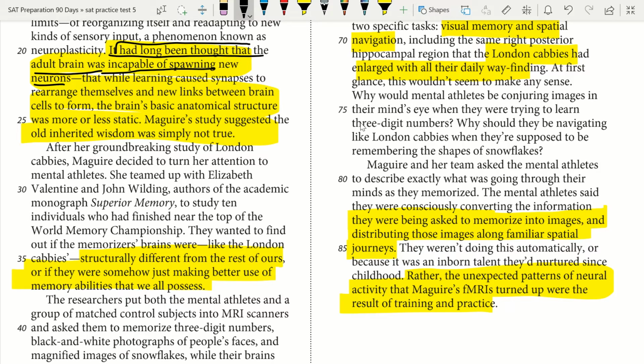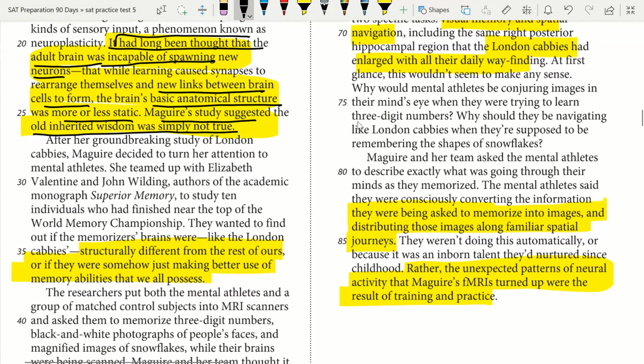So we have that while learning caused synapses to rearrange themselves and new links between brain cells to form, the brain's basic anatomical structure was more or less static. McGuire's study suggests the old inherent wisdom is simply not true. So that right there, I highlighted it because it's telling me a claim or a belief from the past that is now countered by this new evidence that came up. So that's going to be something that's pretty important to the passage. That's why I highlighted that there.